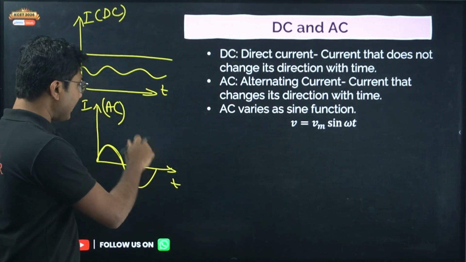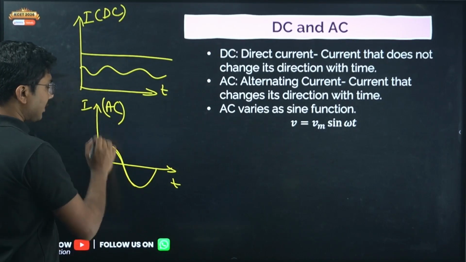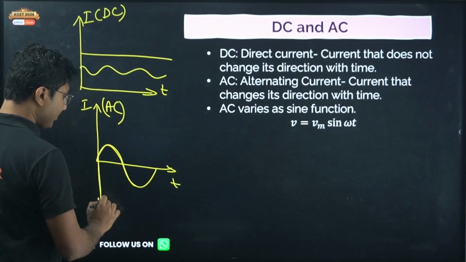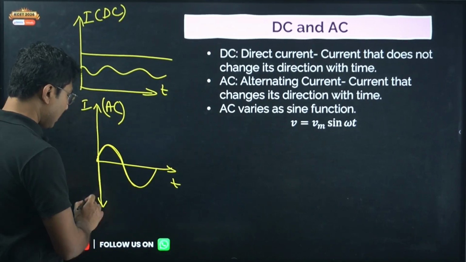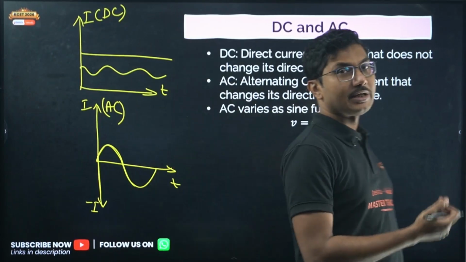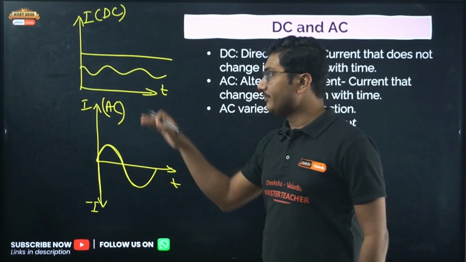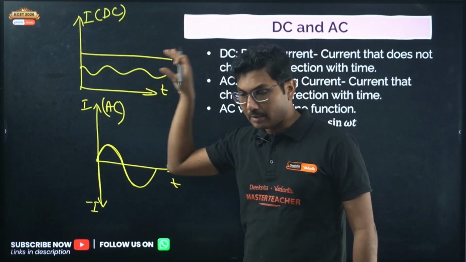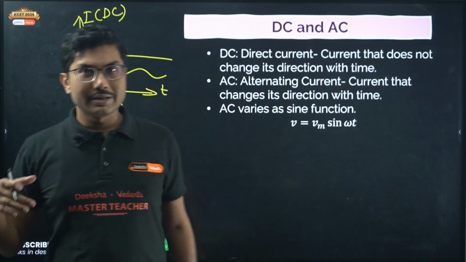So AC current varies. If you see, for some duration of time the current is positive, and for some duration of time the current is negative as well. So if it is varying between positive and negative both, then only it is AC. If the variation is limited only to the positive zone, then it is called DC.